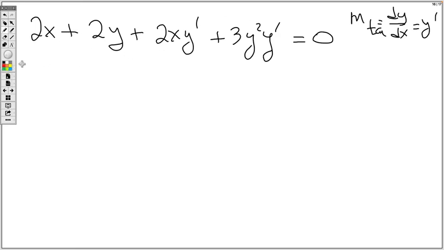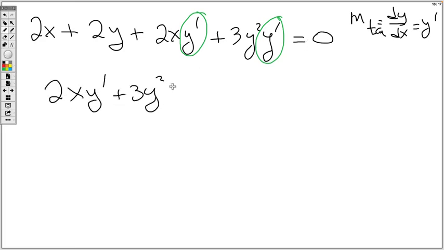So whatever the heck is going on, the y prime is always going to be a multiple, which means you'll always be able to get everything without a y prime on one side, factor the y prime out, and then divide by the coefficient of y prime. Right? So every single time you're going to be able to do the following. Subtract everything over that doesn't have a y prime in it. I'm going to subtract over the 2x, subtract over the 2y.